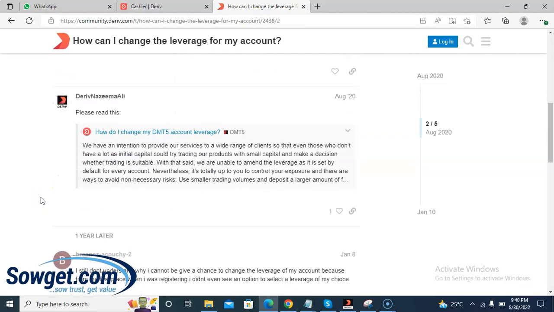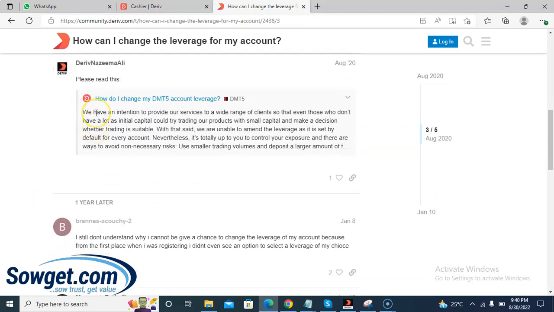Okay, so they also said again, we have an intention to provide our services to a wide range of clients so that even those who don't have a lot of initial capital could try trading our products with small capital and make a decision whether trading is suitable. With that said, we are unable to amend the leverage as it is set by default for every account. Nevertheless, it is totally up to you to control your exposure, and there are ways to avoid unnecessary risks.